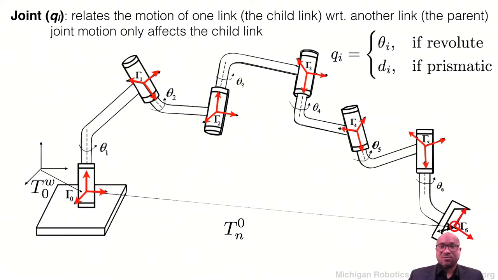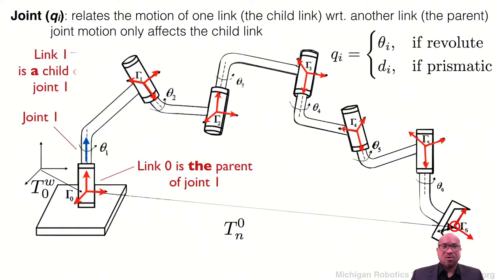We can have two types of joints. One is revolute. That means it's rotational. Another is prismatic, if it's translational. And in this case, we're only going to have rotational revolute joints. When we're looking at this, we note that there are a number of joints. In this case, link 0 is going to be the parent of joint 1, and link 1 is a child of joint 1. And so this carries through the rest of the formulation.